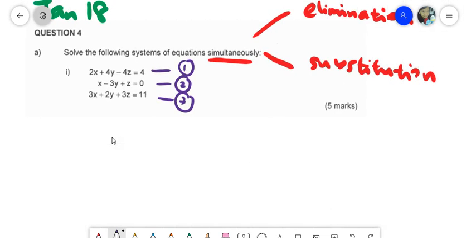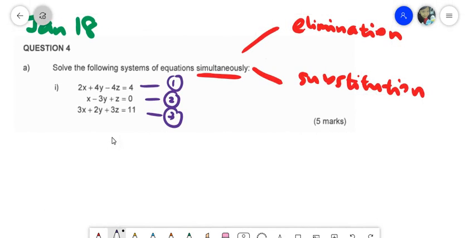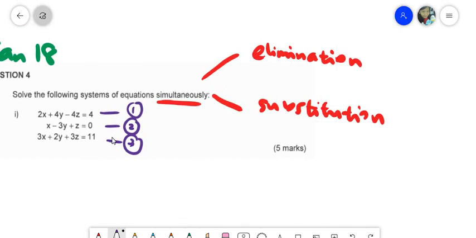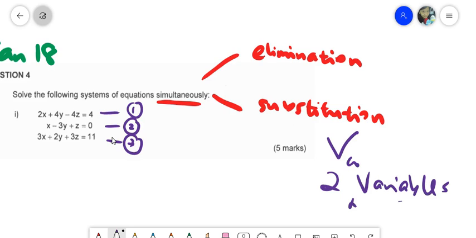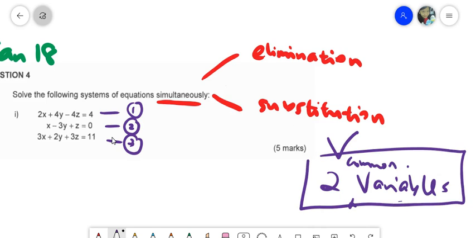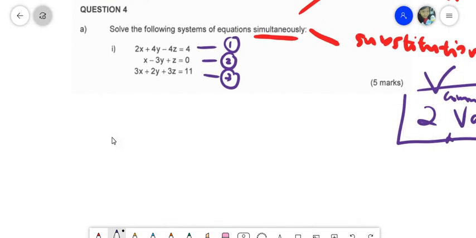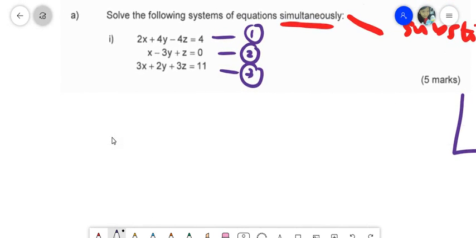For these three variables, I will advise you to use elimination because you will get your solving system easier. Why? Because to solve simultaneously, either using elimination or substitution, what's the common thing here? You must have two common variables for you to start with. So for this, how are you supposed to do it? Look into things. It's not necessary that you must eliminate your x first, or y or z. You are free to eliminate any of the variables that you like in the first place.